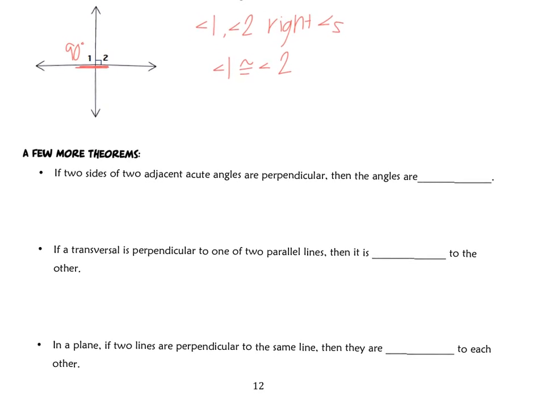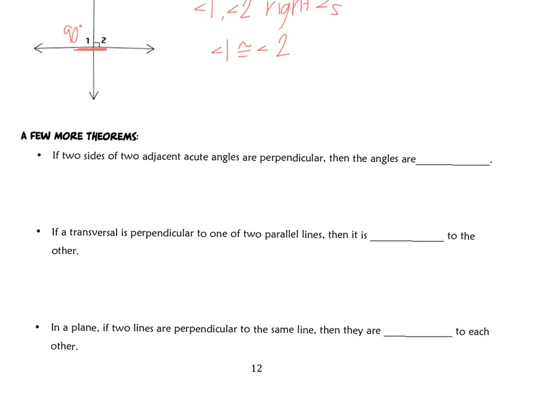Okay, a few more theorems. If two sides of two adjacent acute angles are perpendicular, then the angles are blank. Let's look. If two sides of two adjacent angles are perpendicular, so there's my 90 degrees, then the angles are going to be complementary, which makes sense. That means the angles add up to 90. That C in complementary reminds you of corner, and a corner is 90 degrees. So just use this theorem, recognize the theorem.